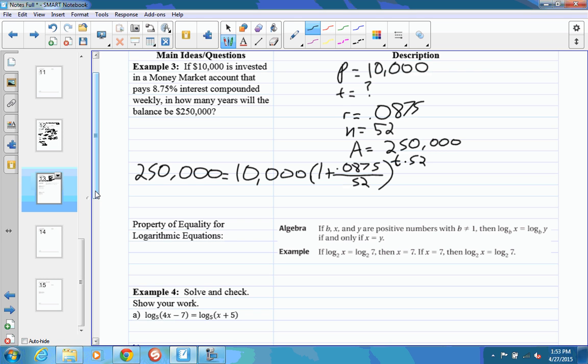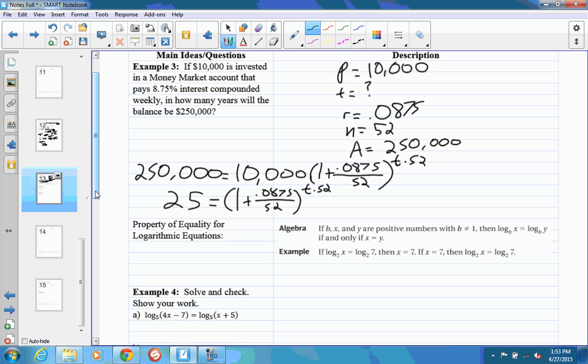So what's the first thing I want to do here? I want to get the exponent part by itself. So I want to get rid of that 10,000, right? You can't just get rid of it. So let's divide out that 10,000. 250k divided by 10k is 25. So 25 equals 1 plus 0.0875 divided by 52 raised to t times 52.